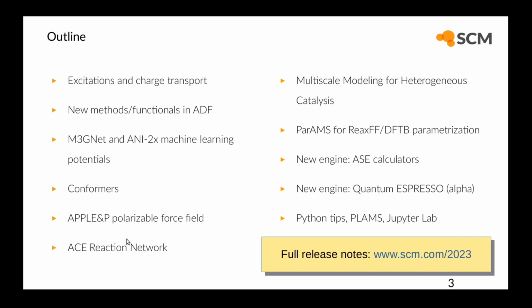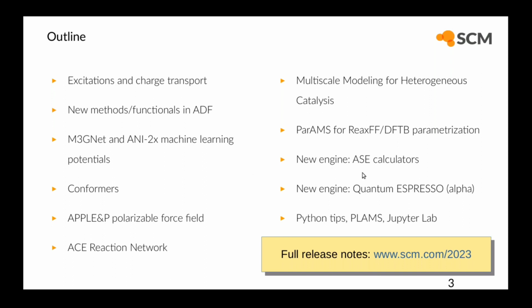ACE reaction network is a way to quickly generate reaction networks to find out reaction mechanisms from a set of reactants to products. We have some new features for the multiscale modeling of heterogeneous catalysis. This goes all the way up to the computational fluid dynamics reactor scale. I'll describe the details a bit later. We have many new features in our parametrization module ParAMS for ReaxFF and DFTB parametrization.